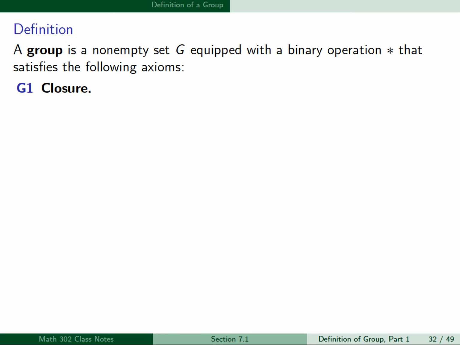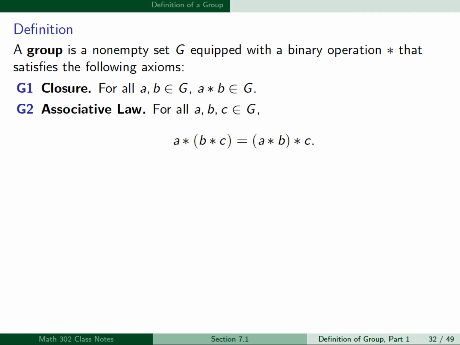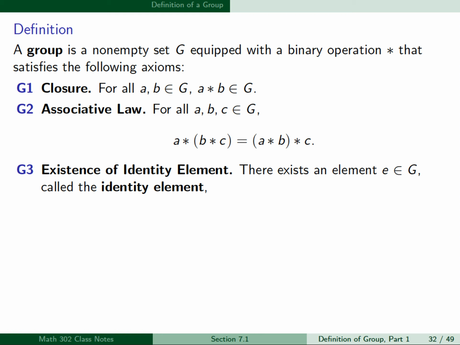First is G1, closure: for all A, B in G, A star B is in G. Second, G2 is the associative law: for all A, B, C in G, A star the quantity B star C is equal to the quantity A star B star C. G3 is existence of an identity element. There exists an element E in G called the identity element, such that for all A in G, A star E is equal to A, and E star A is equal to A.